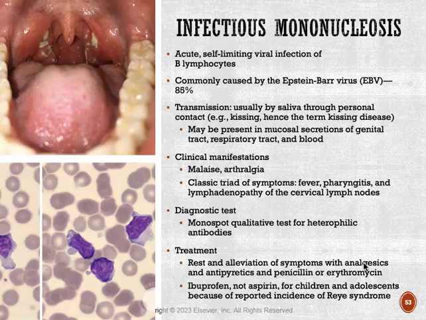We need rest, hydration, and we can use analgesics like ibuprofen, but aspirin should be avoided in children because there's a high risk of Reye syndrome. And antibiotics like penicillin or erythromycin can be used if a secondary bacterial infection does develop. And it may be worth mentioning that, yes, we want to encourage rest, but also, especially at younger ages, you want to avoid any contact sports to prevent splenic rupture, and also monitor for any complications like airway obstruction or prolonged fatigue.